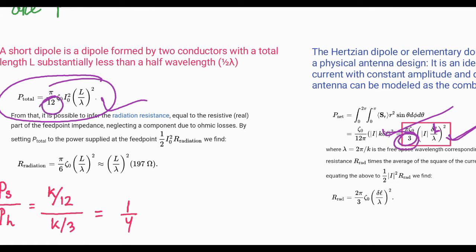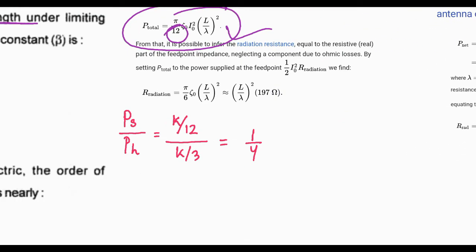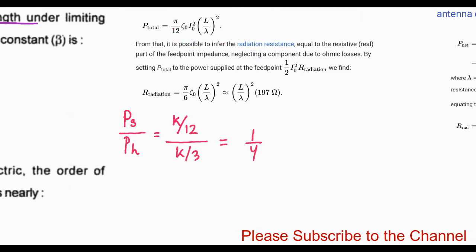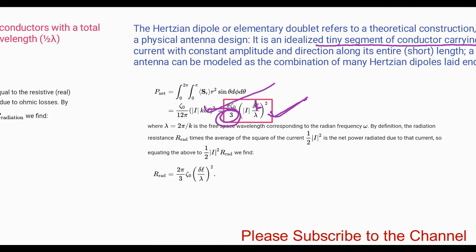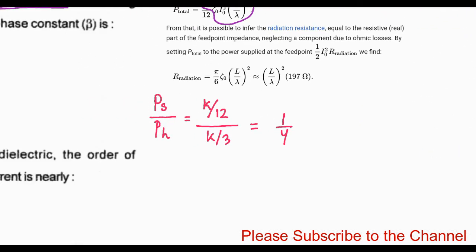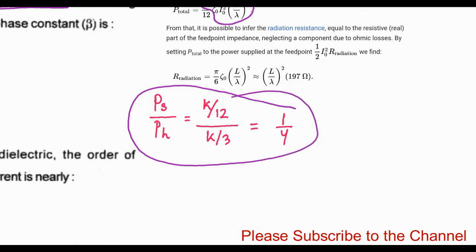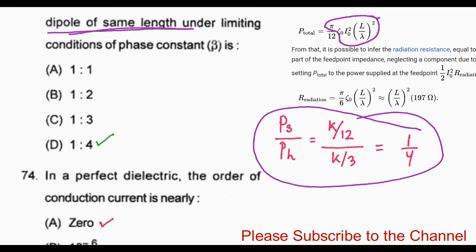3 here, 12 and 3. So what will happen, PS, that is the power radiated by a short dipole antenna, by PH, that is the power radiated by a Hertzian dipole antenna, will be equal to, suppose I take all the terms except that 12 to be K, it will be K by 12, and in case of Hertzian this will be K by 3, and the ratio is coming to be 1 by 4, that means 1:4.